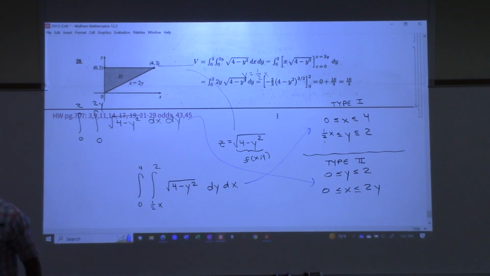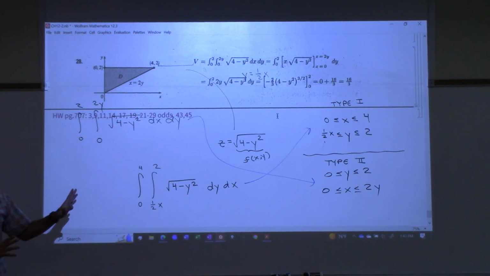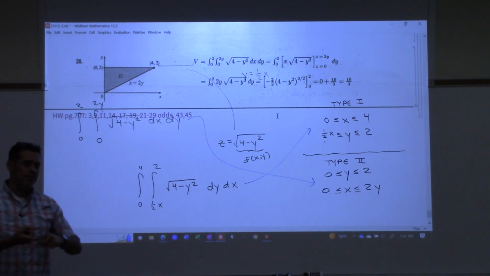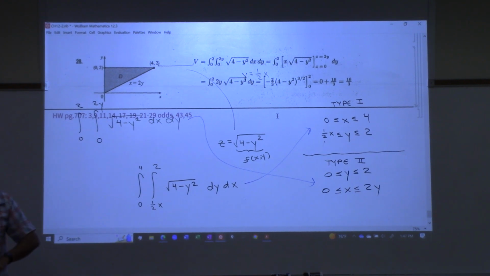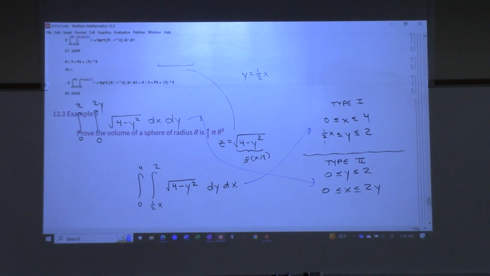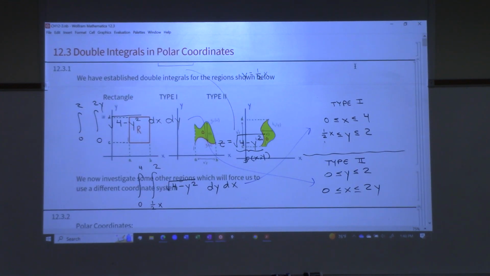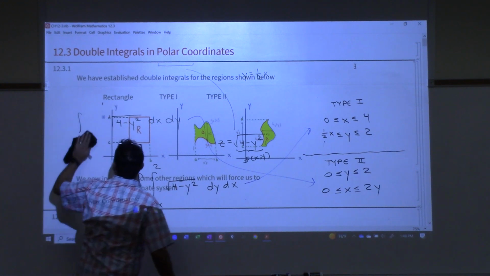All right, that concludes 12.2. Double integrals over rectangles, type 1 and type 2 regions, right? Moving on, 12.3. Double integrals in polar coordinates.